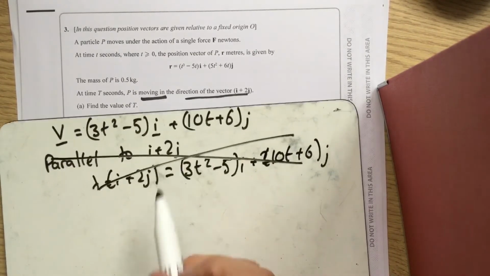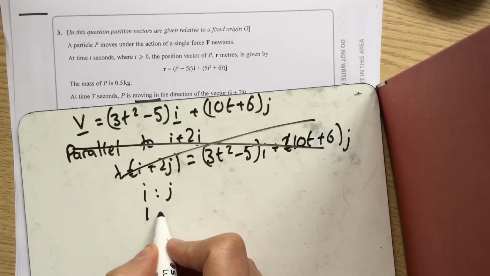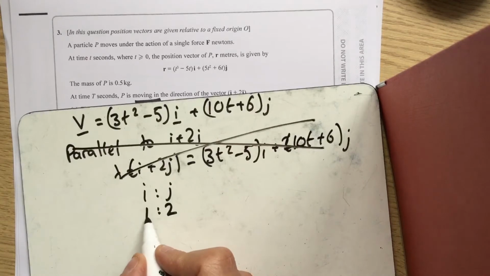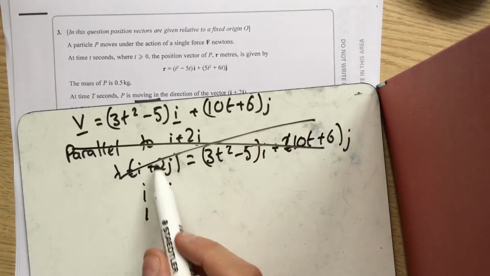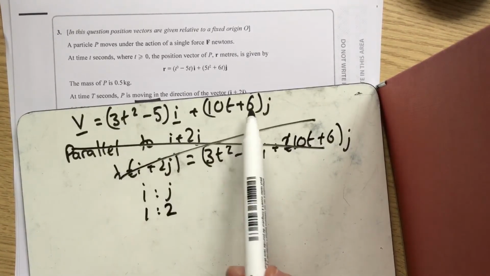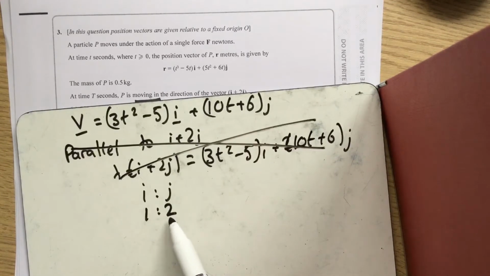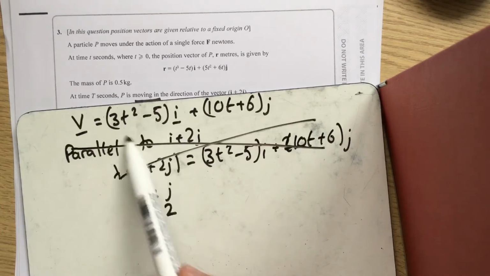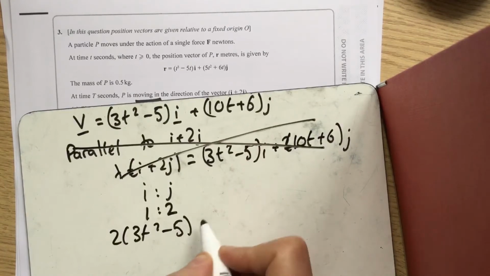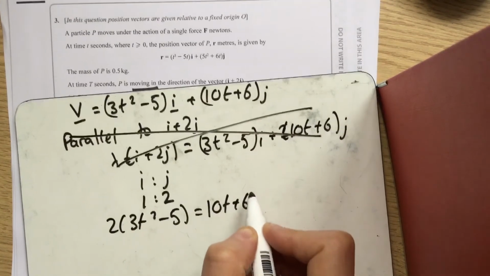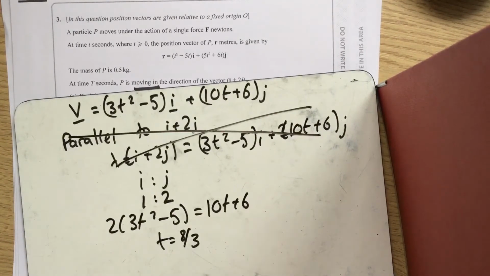of ratios. If it's parallel to i plus 2j, then if you think about the ratio of the i to j components, they're in the ratio 1 to 2. So one of those is worth 2 of those. So I could say that 2 lots of this one should be equal to that one. Because 1 to 2 means that there's 2 of those for every one of those, so it takes 2 of those to make one of those. So actually 3t squared minus 5 equals 10t plus 6 is a nice equation that you can then solve to find that t equals 8 over 3.